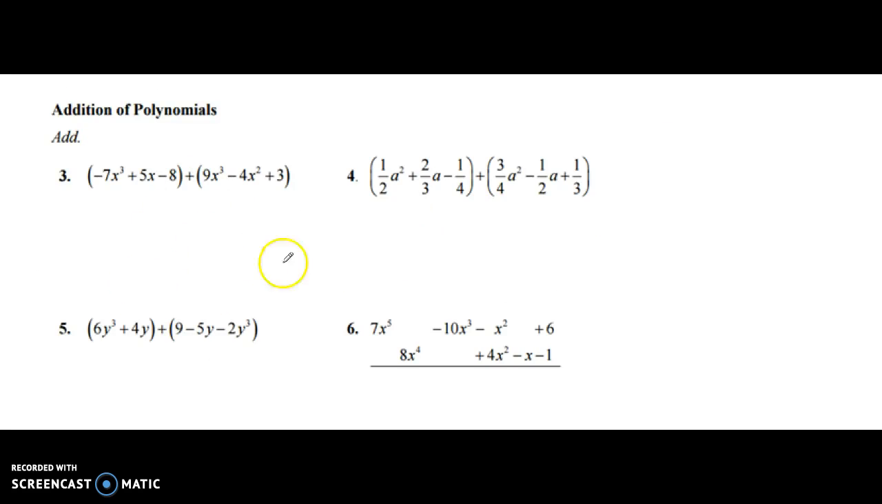Okay, so let's look at a couple more examples. Number 6 over here has it already stacked like I was saying. So you're going to stack your like terms, and you can see when they leave the empty spaces, that just means there wasn't a like term to match with.